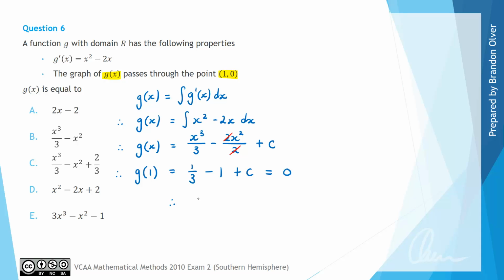So therefore we find minus 2/3 plus c is equal to 0. So therefore the c value is equal to positive 2/3. And that gives C as the correct answer to this question.